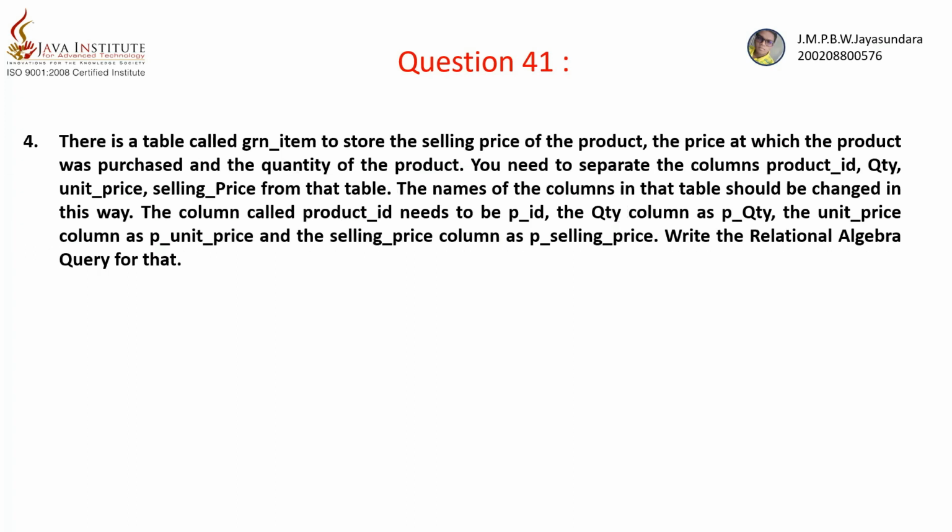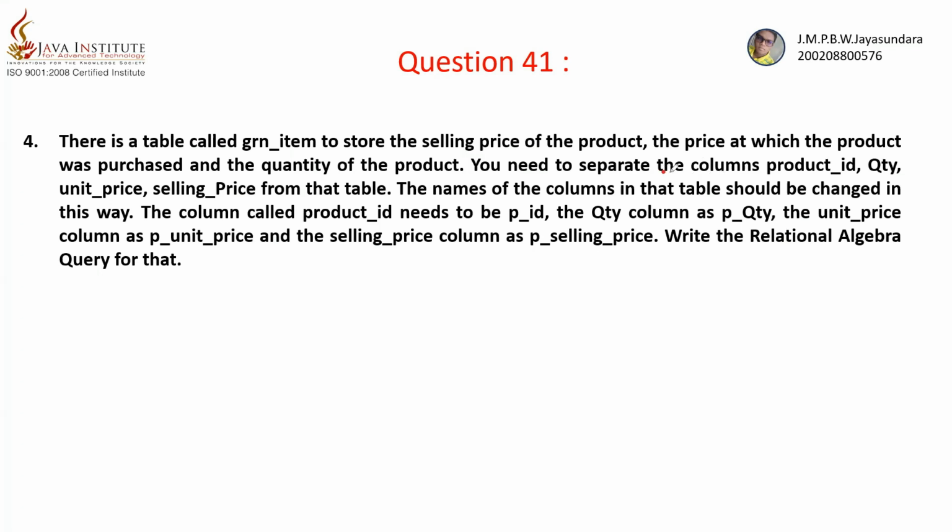This is our fourth question. It says there is a table called GRN item. To store the selling price of the product, the price at which the product was purchased and the quantity of that product, you need to separate the columns product ID, QTY, unit price and selling price of that table. The names of the columns should be changed in this way: the column called product ID as PID, the QTY column as PQTY, the unit price column as P unit price, and the selling price column as P selling price. Write the relational algebra query for that.